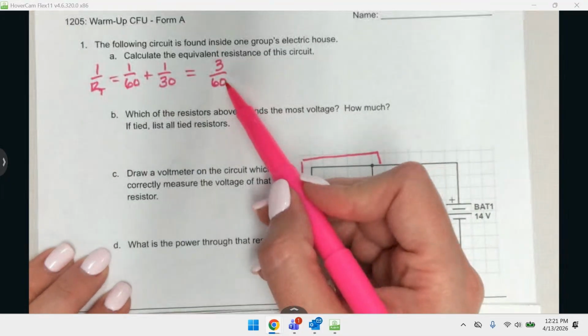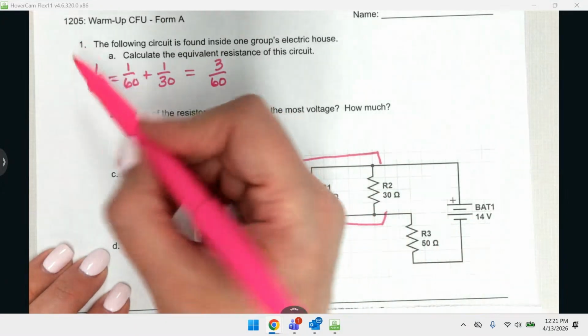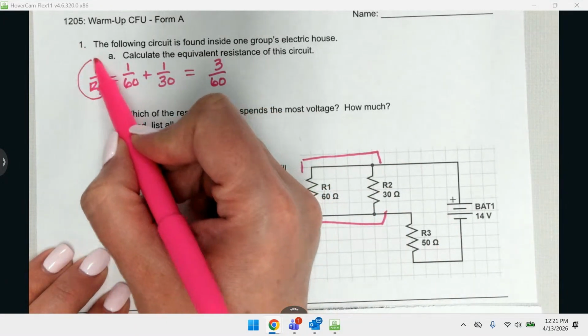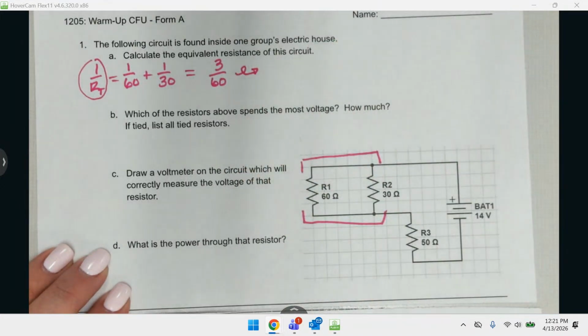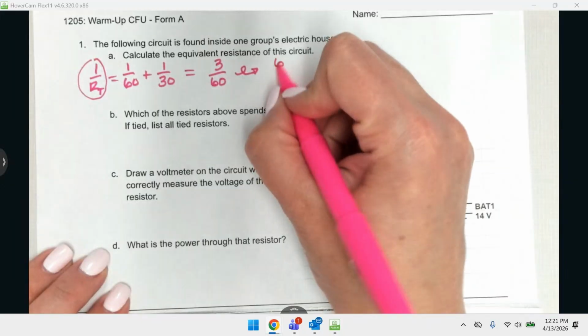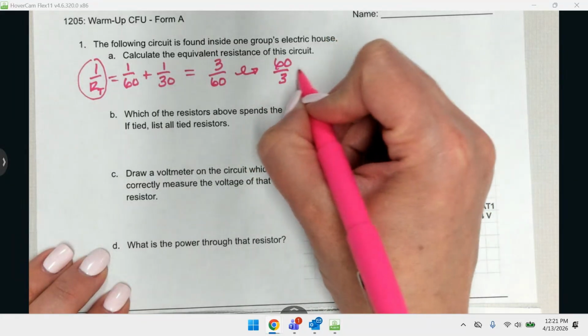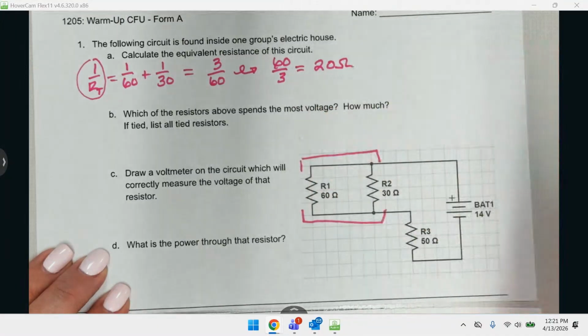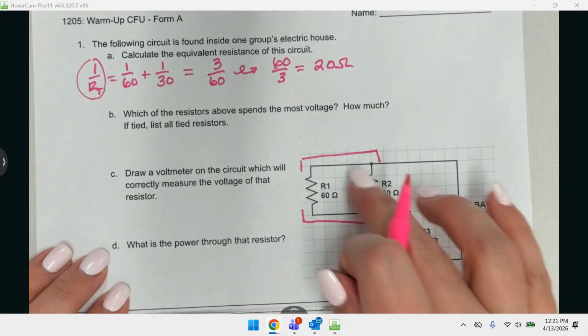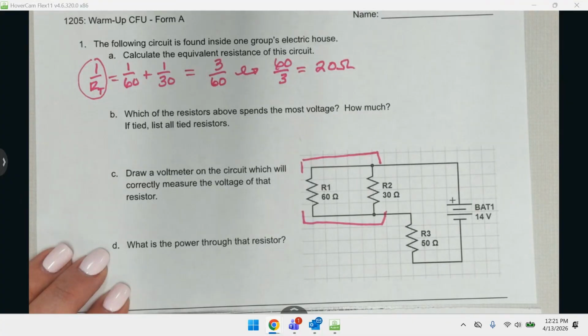But again, this number right here is not equal to RT. It is equal to 1 over RT. So once you get it, you're going to flip that fraction and get the reciprocal. And that's going to be 60 over 3, and that would be equal to RT, which of course is 20 ohms. Again, this isn't your answer. This is the equivalent resistance for this entire parallel section.